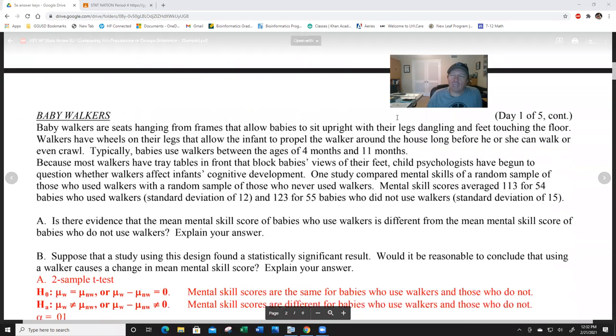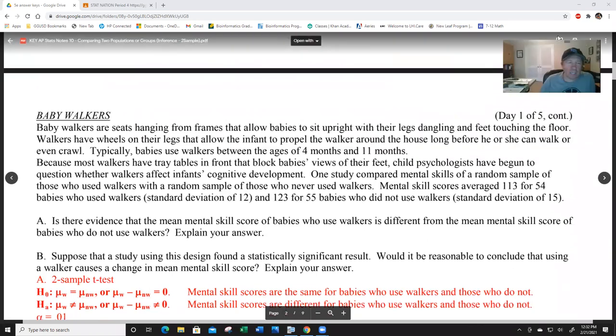This is a cool problem too. I really like this problem. This has a little extra zing to it. So baby walkers are seats hanging from frames that allow babies to sit upright with their legs dangling and their feet touching the floor. They're sort of like a little bit of a babysitter kind of a thing. You put them in there and they can't run around, but they can kind of walk a little bit. They have wheels on their legs that allow the infant to propel the walker around the house. If you've seen those, there's often a tray, and they'll often eat at it too. So they're kind of wheels and they bounce around.